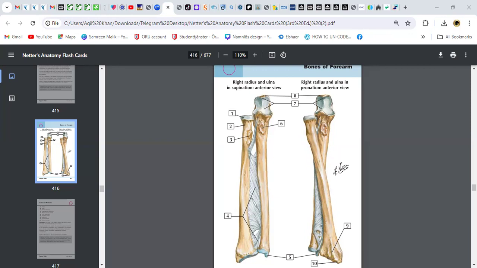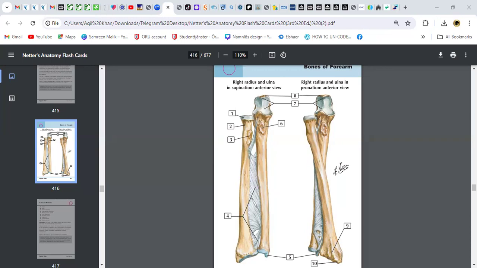Right, now I want you to identify with me. Number one, as you could see here, is the head of the radius bone. Number two is the neck of the radius bone. Number three is the radial tuberosity, right? Number four is the interosseous membrane, which is attaching or forming a joint between radius and ulna. It forms a fibrous joint. The interosseous membrane forms the fibrous joint, and it's a syndesmosis type of joint, which is formed in between radius and ulna. So this is number four.